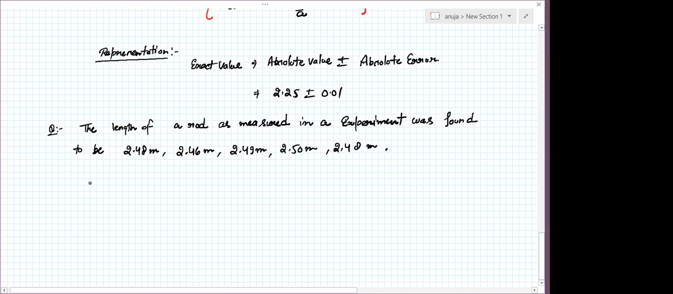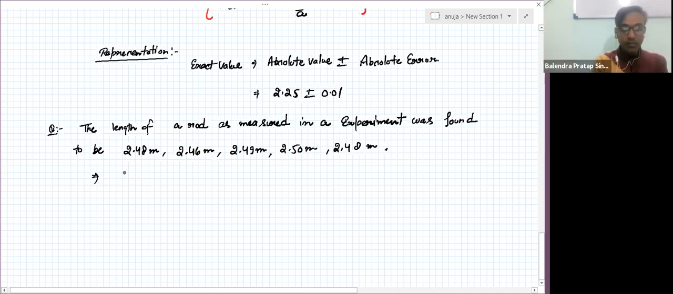Now you have to find, first, the average length. Next, find the absolute error, and find the percentage error.